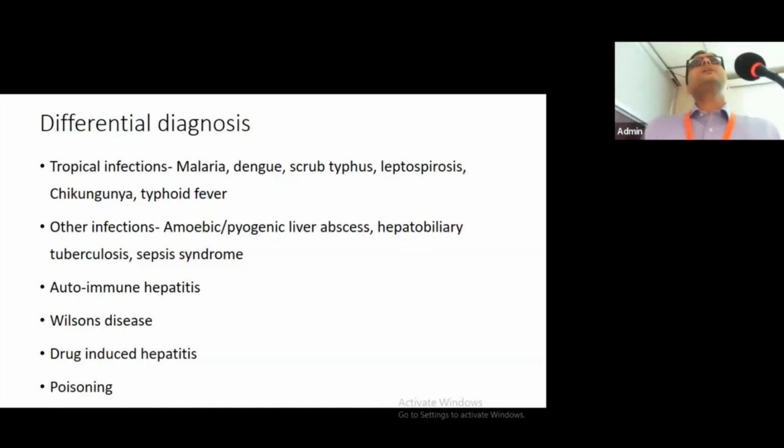Lastly, you have to rule out any poisoning, like yellow phosphorus poisoning or any pesticide poisoning. These can also present with acute hepatitic illness. You can only know this once you have taken a meticulous history and done a physical examination. So this is the broad differential diagnosis of acute hepatitis, which you have to rule out, particularly in our country.